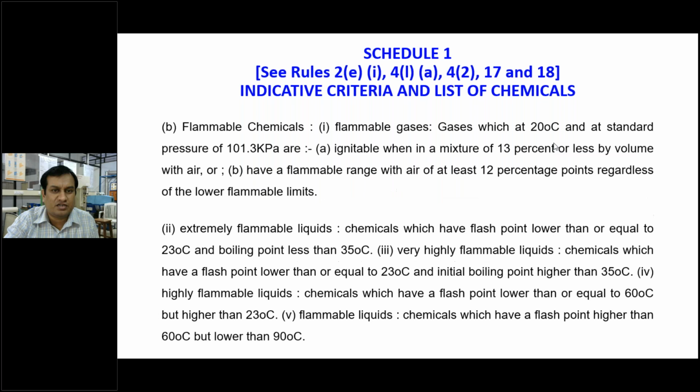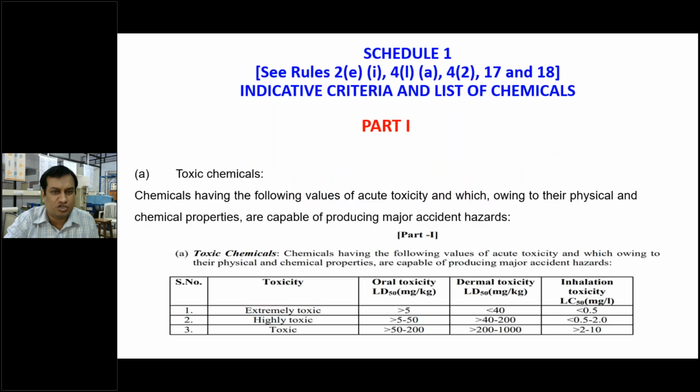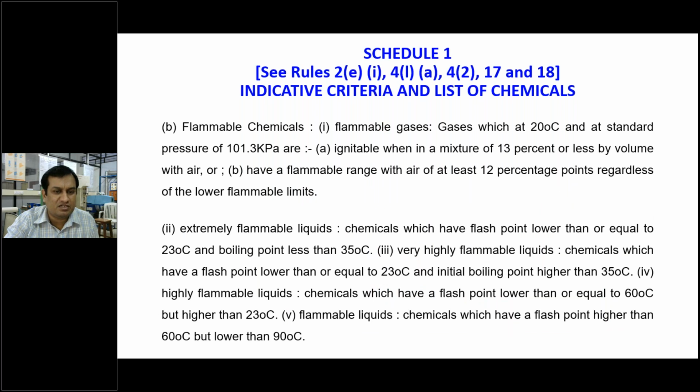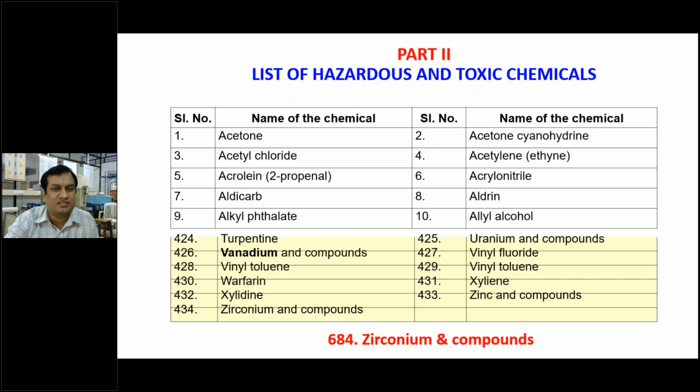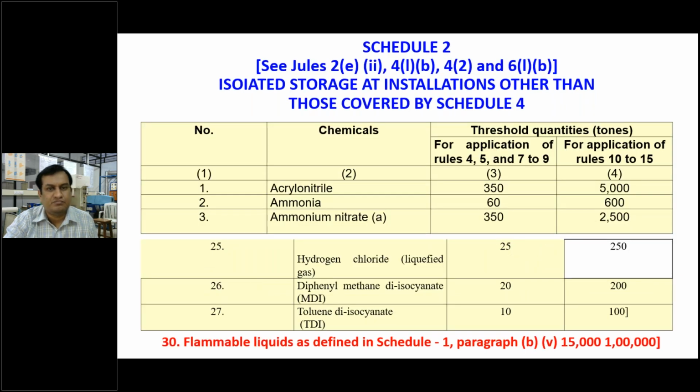So now you can understand what exactly schedule 1 is. Schedule 1, part 1: toxic chemicals, then flammable chemicals, then subcategories, then explosives, and this is part 2, the names of the chemicals listed in this list. Near about 684 chemicals are listed. Then schedule 2. This is the reference to rule 2(e), sub-rule 2, then 4(1)(b), 42 and 6(1)(b).